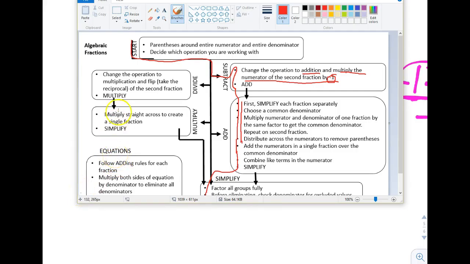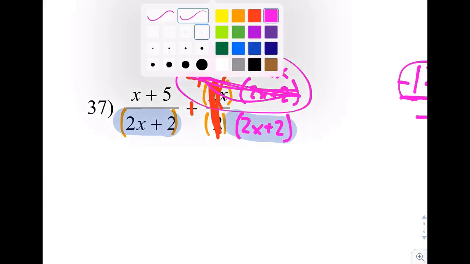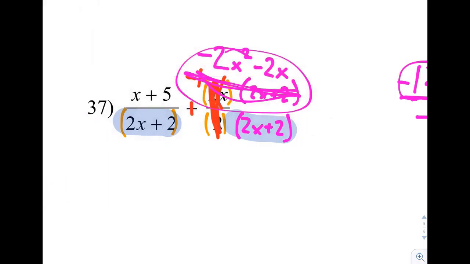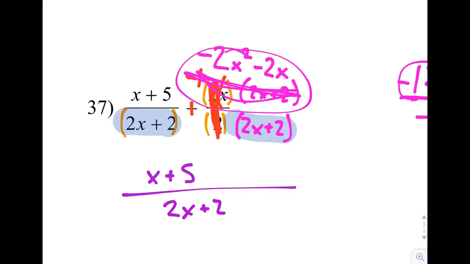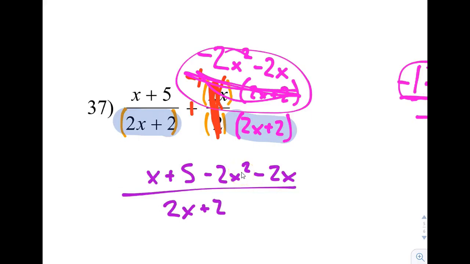So let's get this into a single fraction. To do that, we write it all over 1 common denominator, 2x plus 2. And then we have our x plus 5 minus 2x squared minus 2x, all up on top. Finally, it says combine our like terms before jumping into simplifying. So we're going to combine our like terms and then simplify.